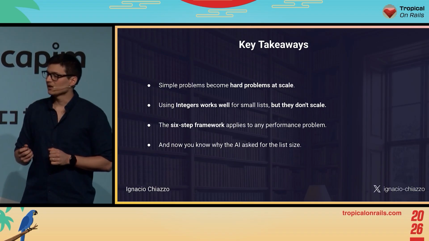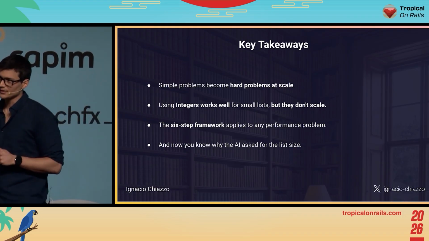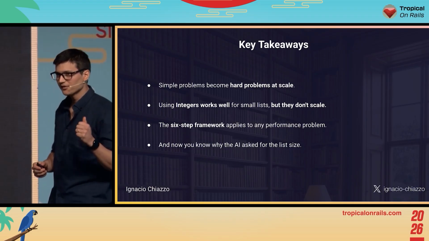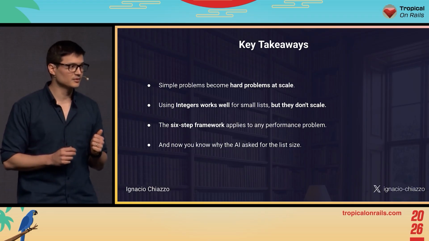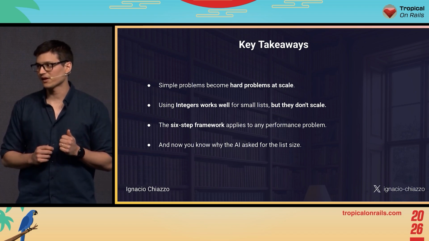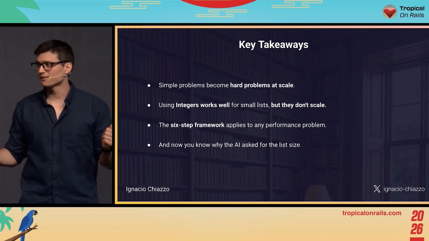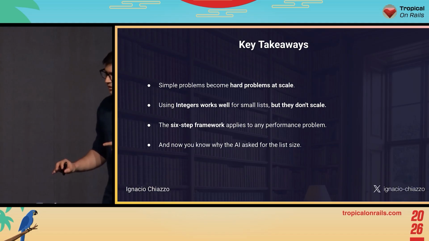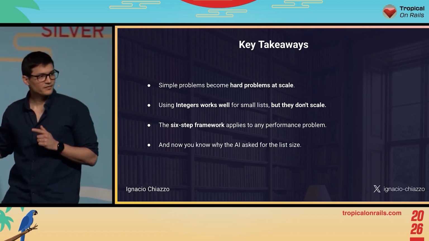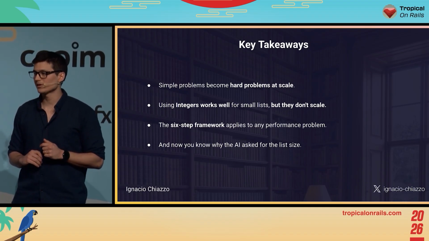We are reaching the end of the talk. And I want to share with you a few takeaways. A very simple problem, reordering items. It's very simple, but it's very tough at scale. Using integers is completely fine if you have a small list, but it does not scale. We solved the problem together. We saw a framework, 6 steps, that works very well for any performance problem that you might have.